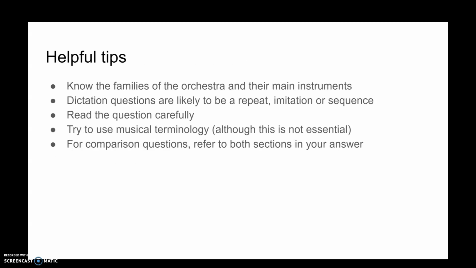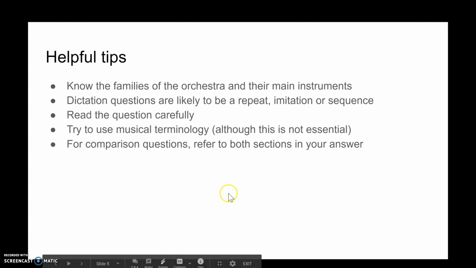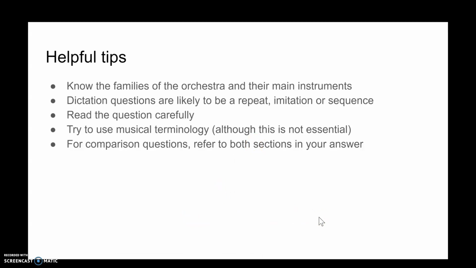So know the families of the orchestra and their main instruments. Now, at this stage, you're in 6th year, that should be a given, okay? Note that I say their main instruments. You don't have to know every kind of related instrument, okay? So, for example, the woodwind family, the 4 main instruments being flute, oboe, clarinet, and bassoon.